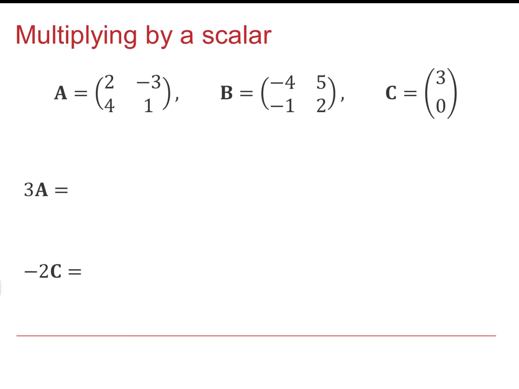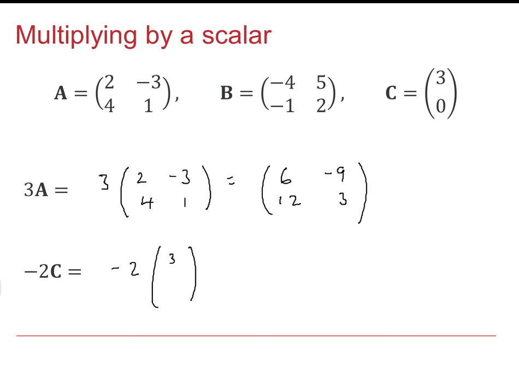It's possible for us to multiply a matrix by a scalar, and to do that we simply have to multiply each element by the scalar. So 3A would be 3 multiplied by the matrix 2, -3, 4, 1, and each of the elements would simply be 3 times greater. So 3 multiplied by 2, 6, 3 multiplied by -3, -9, 3 multiplied by 4, 12, and then 3. And in a similar way, -2 multiplied by the matrix C, -2 multiplied by the matrix 3, 0, gives us an answer -6, 0.